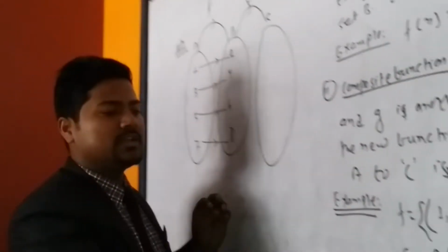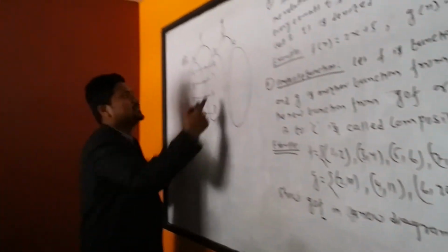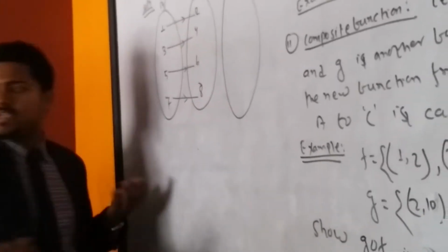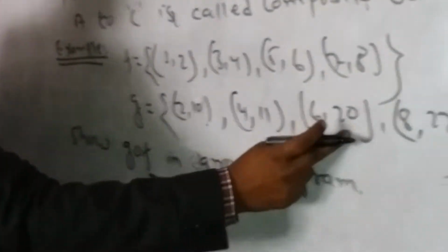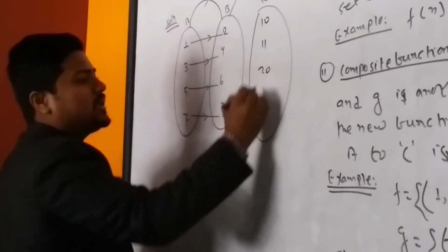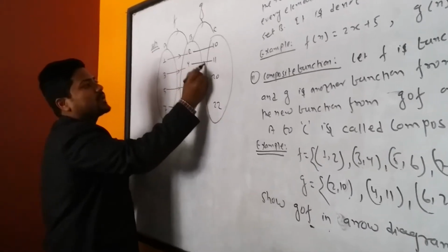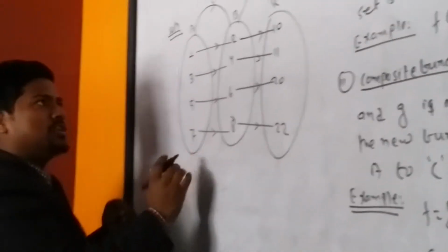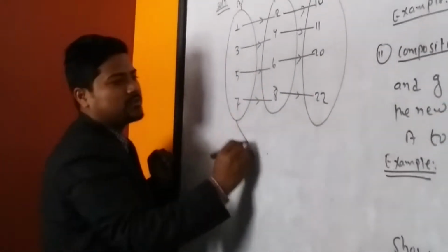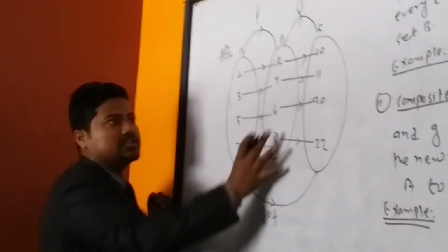Now let's go to g. In g, what is given? 2, 4, 6, 8 are the x values. These are already here, so no need to write them again. The other is 10, 11, 20, 22. Here 2 is related with 10, 4 with 11, 6 with 20, 8 with 22. And this is the new function from A to C, from here to here. You can say this is gof. This is the composite function.